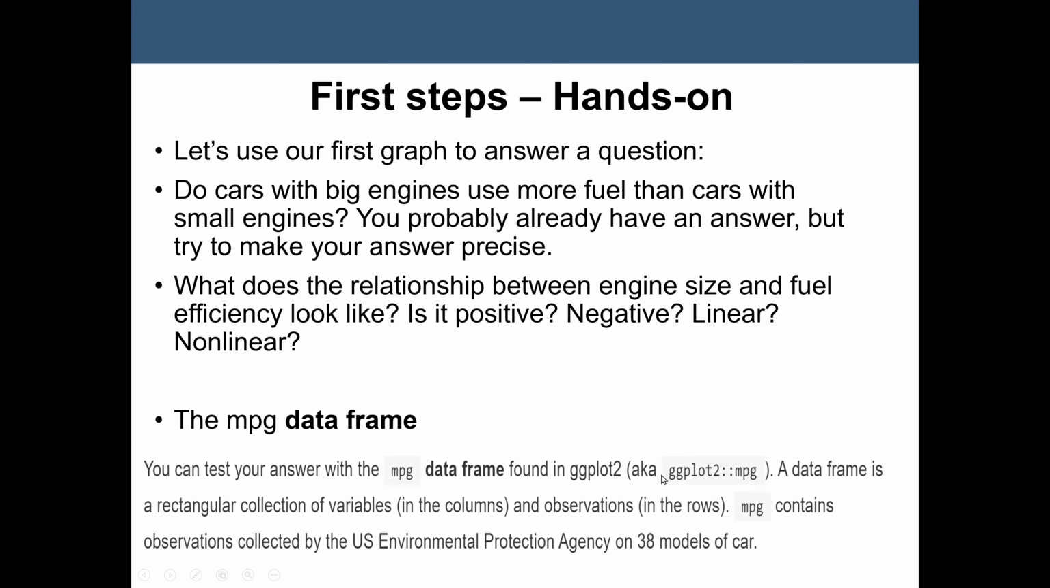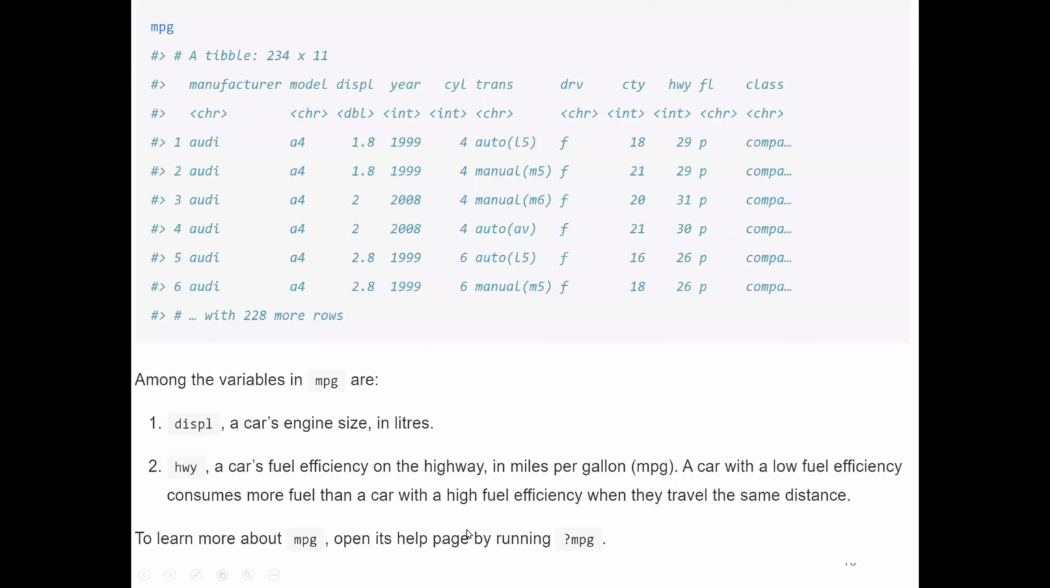So here we say we have our data set. mpg contains observations collected by the US Environmental Protection Agency on 38 models of cars. So this is our data set. We can see that in this data set, we show up to 6 observations or records. The rows are 6. And here we are saying that up to 228 more rows. So this means we have 234 records.